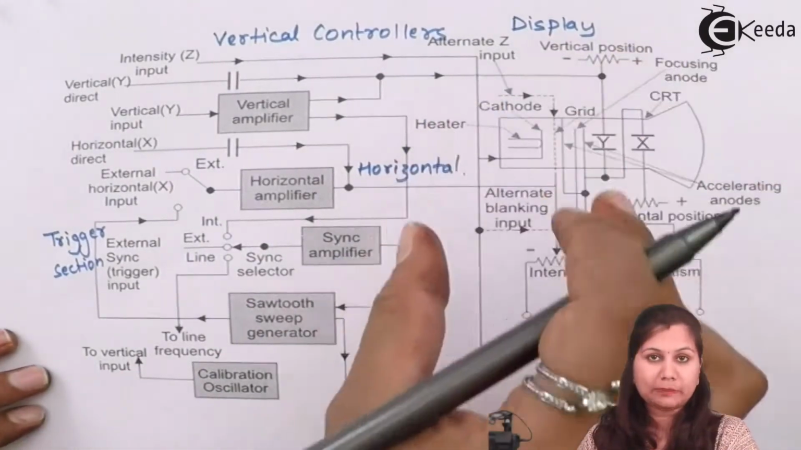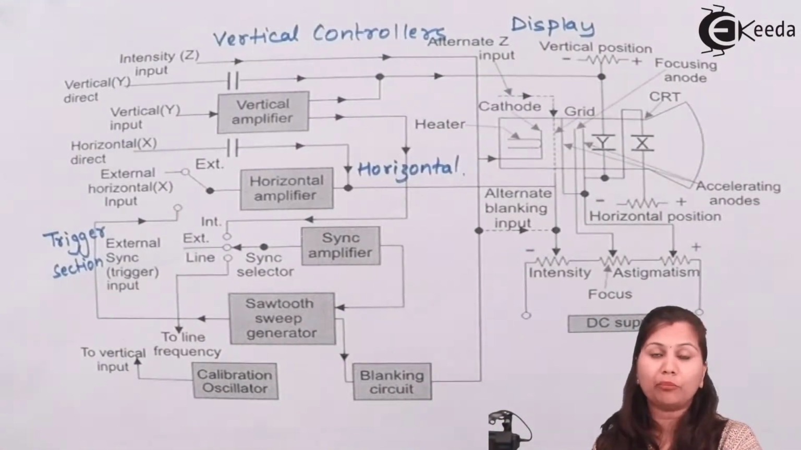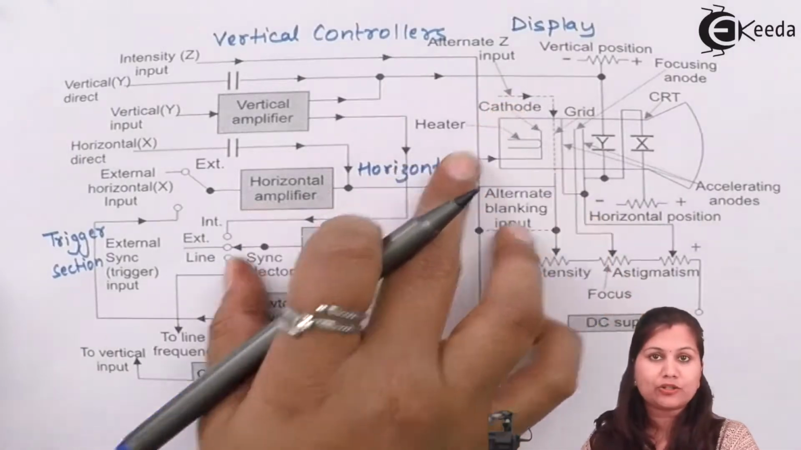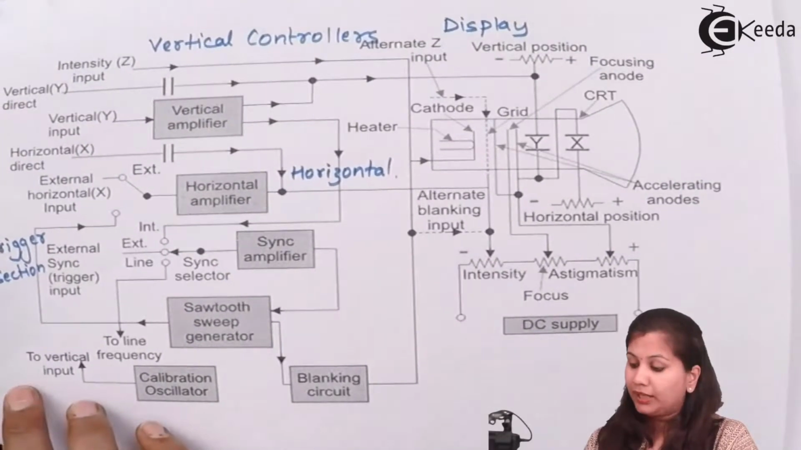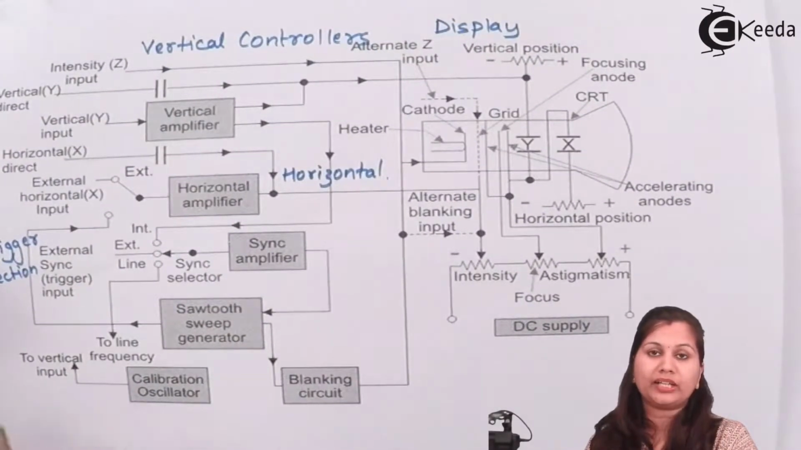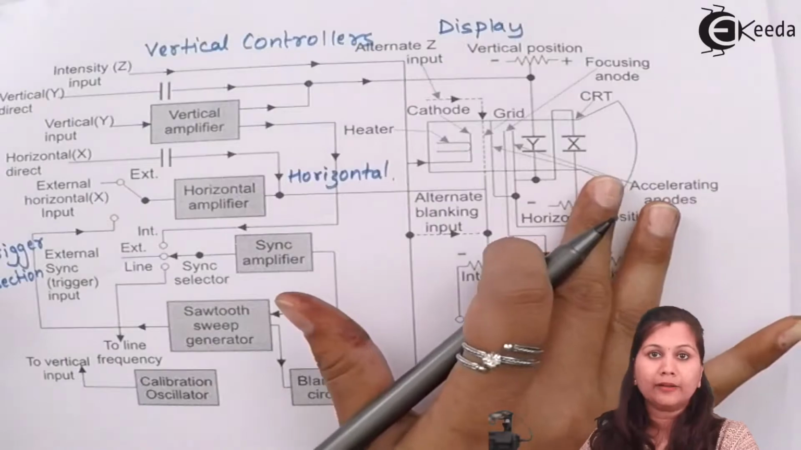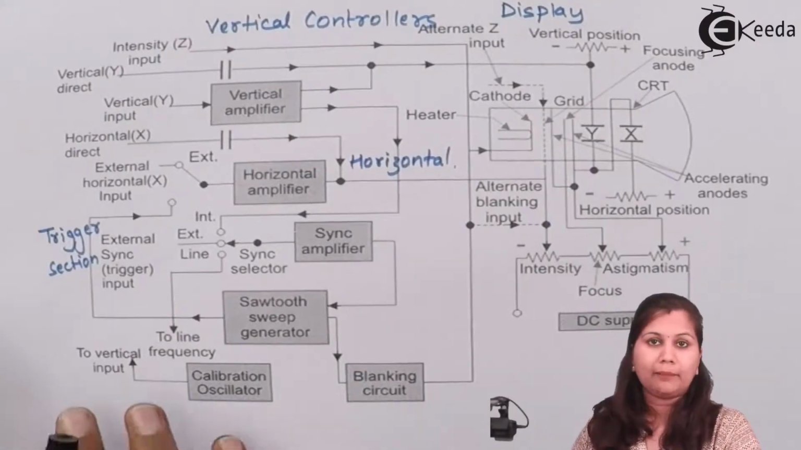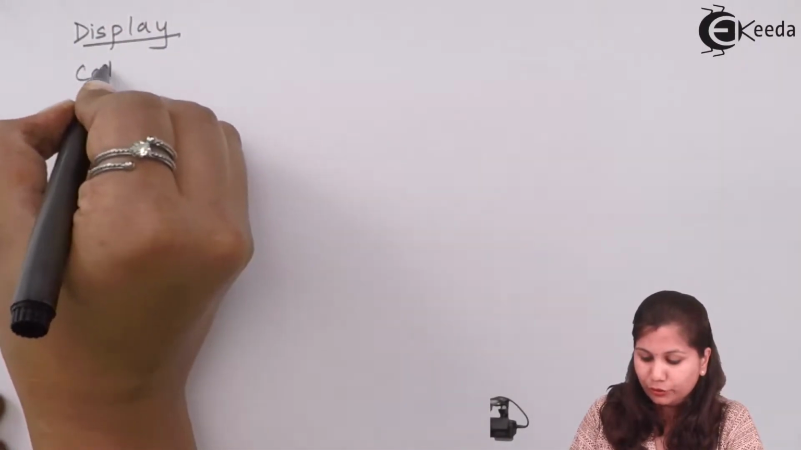First we will start with the display section. The display section is the main part of the CRO because the waveform of the input signal will be displayed in this section. The display section of CRO consists of CRT, that is cathode ray tube. The cathode ray tube is the main part, or we can say the heart of the CRO, because the waveform is displayed here with the help of the CRT. So let's study about the cathode ray tube. In the display section, the first or main part is the cathode ray tube or CRT.